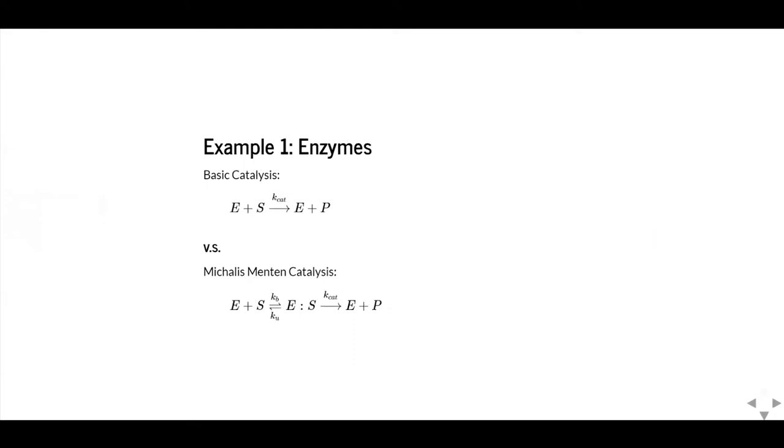And I'm going to go through three or four examples here. The basic example here is that we have catalysis, which is an enzyme plus a substrate going to an enzyme plus a product with no binding, versus Michaelis-Menten catalysis, where here I have the enzyme bind to the substrate and then get catalyzed.